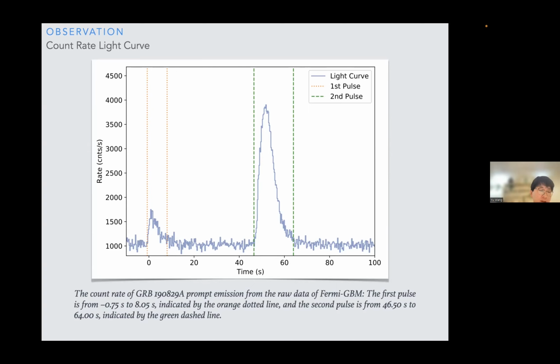Now this figure shows the prompt emission observed by Fermi GBM. The light curve shows two pulses. The first pulse starts to rise at minus 1 second, peaks at 1 second, and fades at 8 seconds, so in total about 9 seconds. Then after a time gap of about 40 seconds, the second pulse rises. This second pulse has a duration double that of the first pulse, and it has about 5 times more photons.